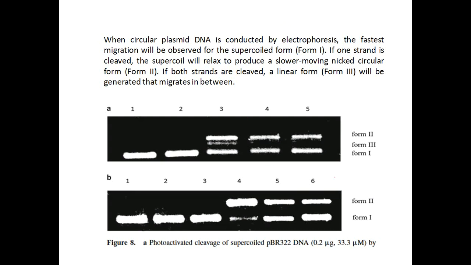So form 1, that is the supercoiled one, travels very fast, so it has covered more distance. Then form 2, which covers a very small distance. It is the open circular form, so it is covering only a small distance. And form 3, which is the linear one, is somewhere in between, right? So it is covering more distance than form 2 but less distance than form 1. So this is how the electrophoresis study is used to determine the cleavage ability of the metal complex towards the DNA form.